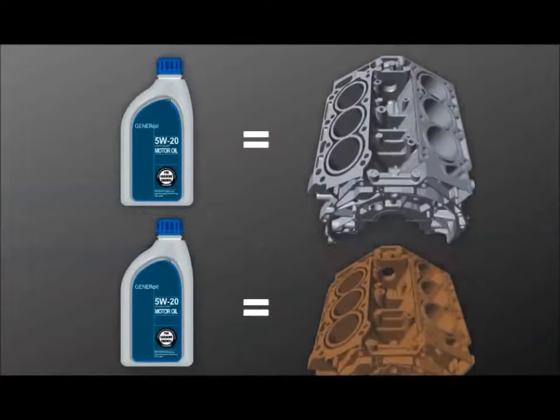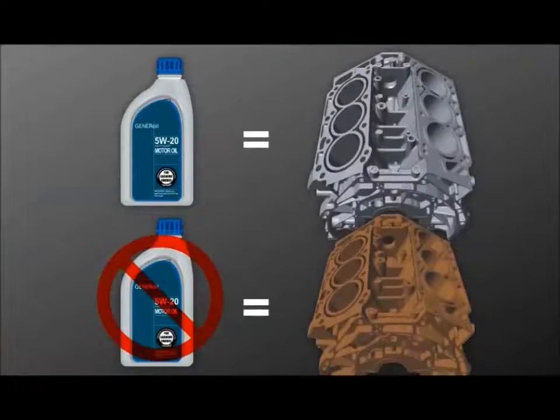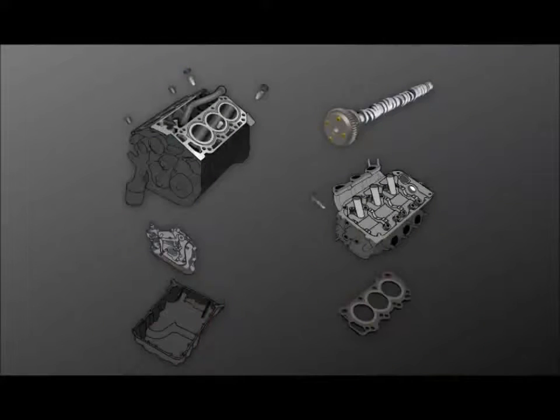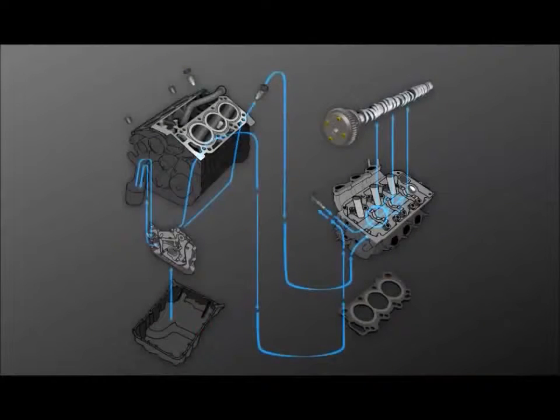Oil also protects against rust and corrosion by coating all internal engine parts, preventing oxidation. As oil flows through the engine, it also removes heat from friction points isolated from the cooling system.